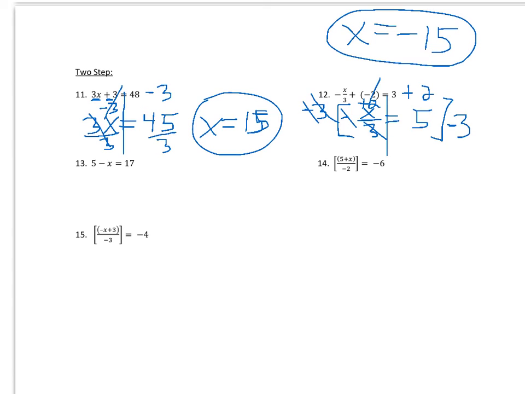All right. What I want you to do is 13, and I think from the first page it was 8 and 9. Do those on your own. 14 and 15 we're going to go over in class tomorrow.